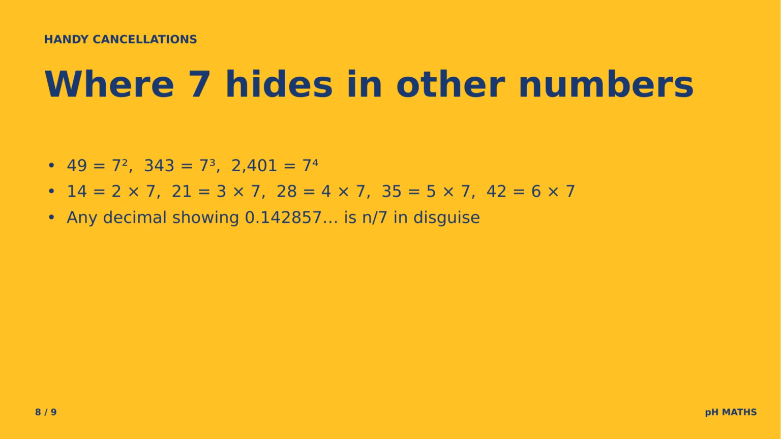Where 7 hides in other numbers. 49 is 7 squared, 343 is 7 cubed, 2401 is 7 to the 4th, 14, 21, 28, 35, 42, all multiples of 7. And if you ever see a decimal starting 0.142857 on your calculator, that's an n over 7 in disguise. Recognizing these can turn a long simplification into a single line of working.